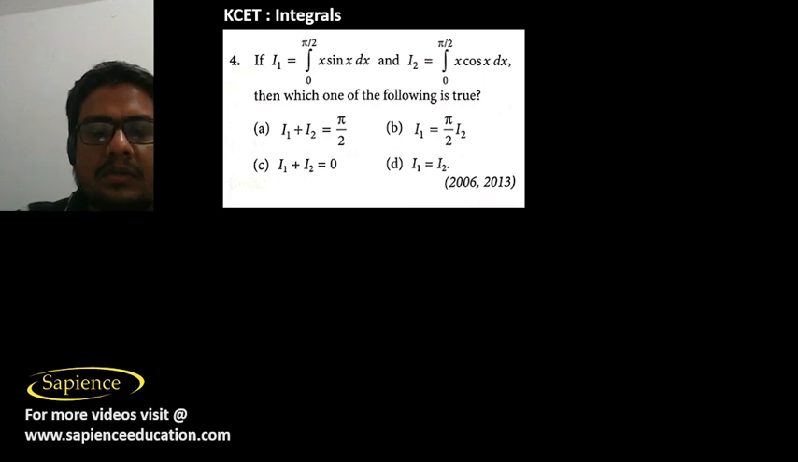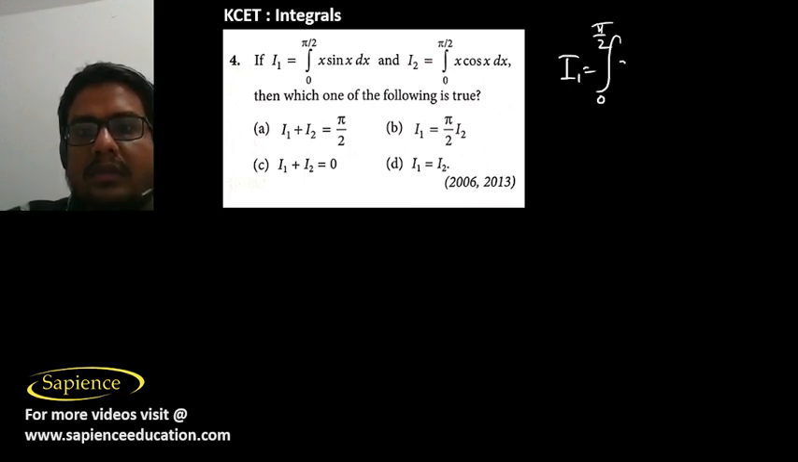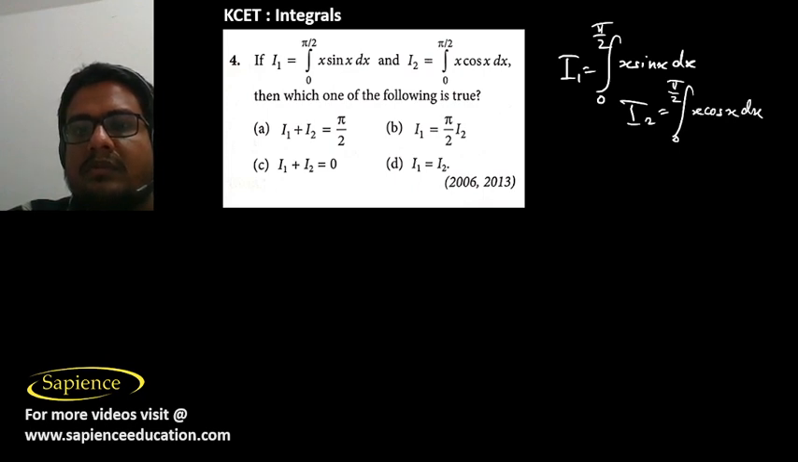Then in question number 4, it is told I1 is equal to integral 0 to pi by 2 x sin x dx, and I2 is given as integral 0 to pi by 2 x cos x dx. Then which of the following is true?